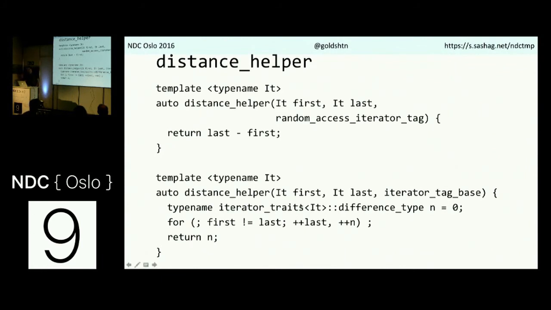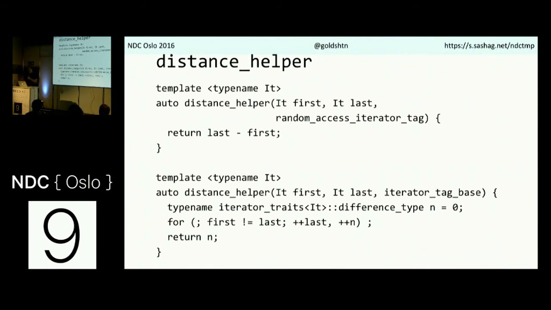And for anything else, this is the second version of distance helper. It takes iterator tag base, which is the base class of all the other iterator categories. So for iterator tag base, we have this implementation here, which declares a counter and then just traverses the range, incrementing the counter till we reach last, right? So while first is not last, increment n, till we get to the end and then return n. So this is going to be the linear time version, and that's going to be hopefully a constant time version.